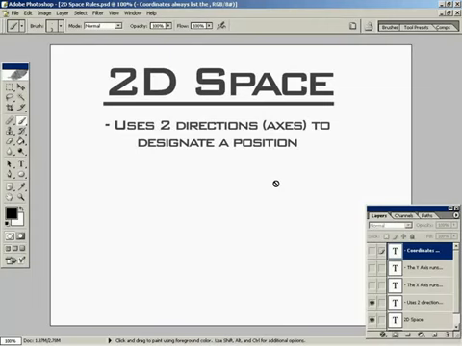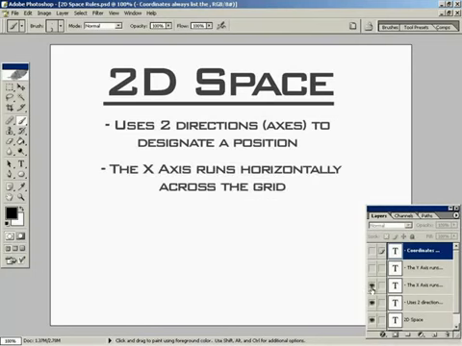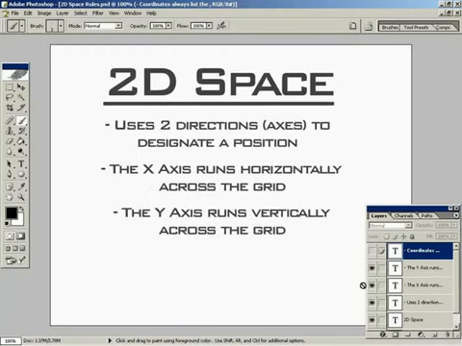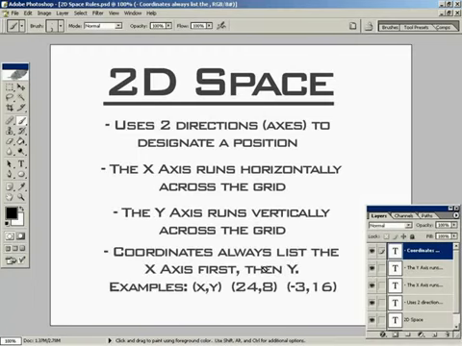Each and every one of you, if you've ever taken any sort of high school math class at some point in your lives, you've seen that two-dimensional grid. And that grid had two axes. You had the x-axis, which runs horizontally across the grid, and the y-axis that runs vertically across the grid. Coordinates are always listed with the x-axis first, then the y-axis. Examples are xy 24, 8, -3, and 16.